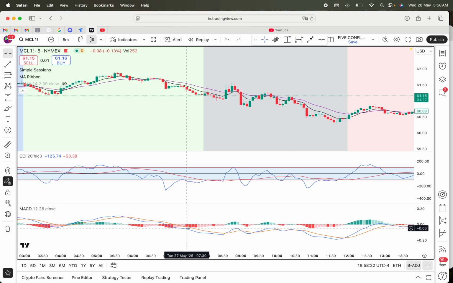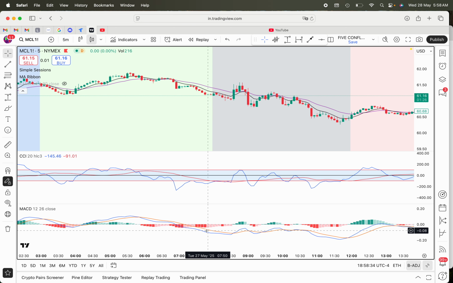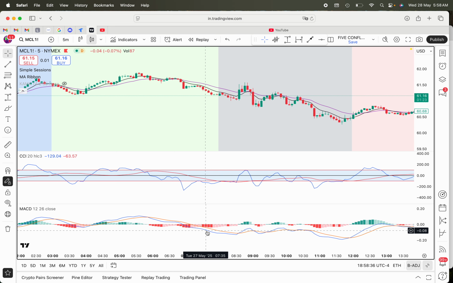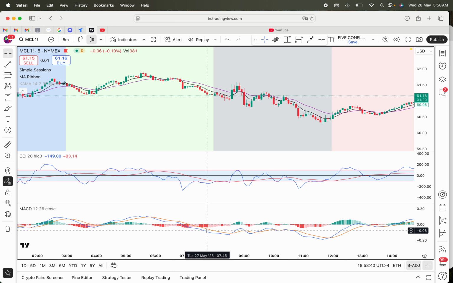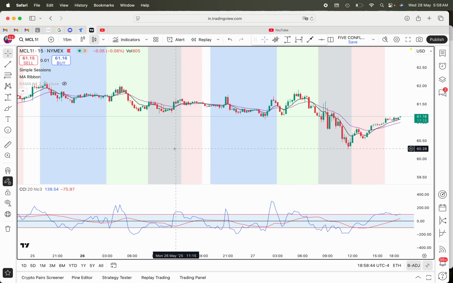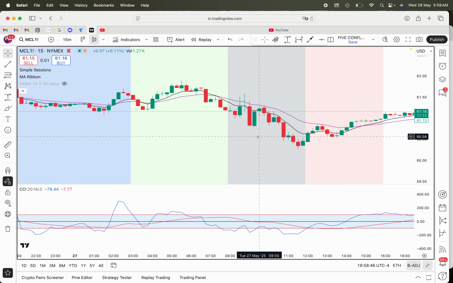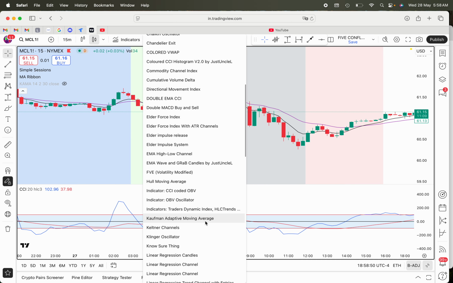The MACD is good, but at the same time, I don't know. It's not very usable for me. I've mentioned before, I have a love-hate relationship with this thing. I'll just show you on the 15-minute chart how. Let me just get one of these up.